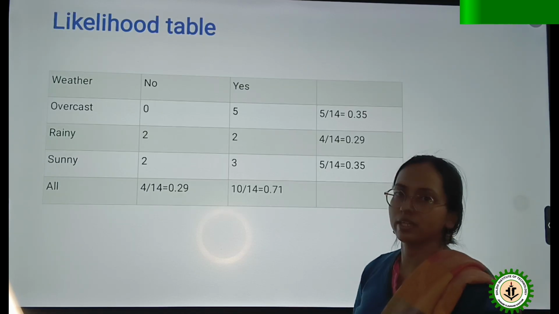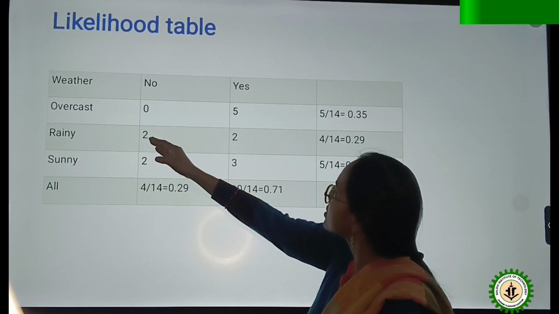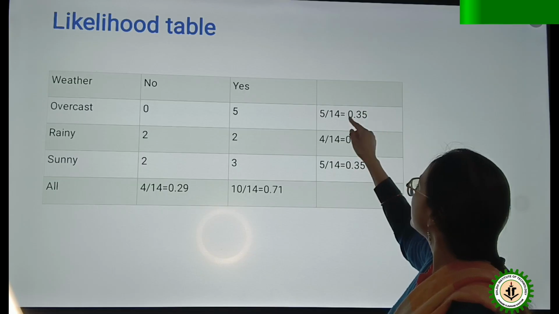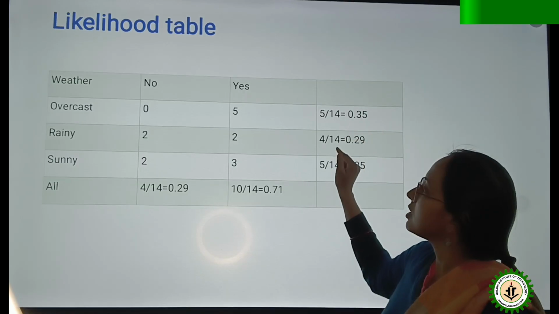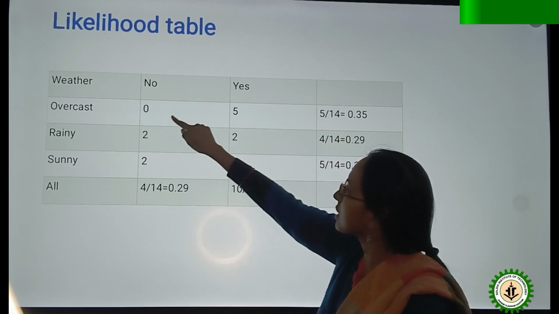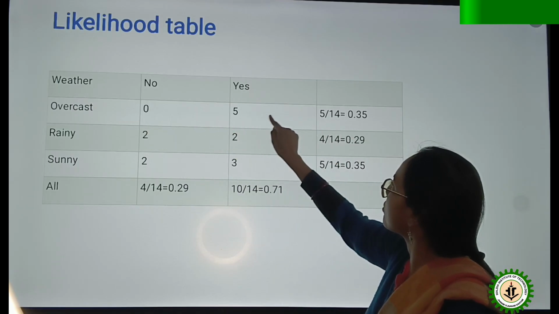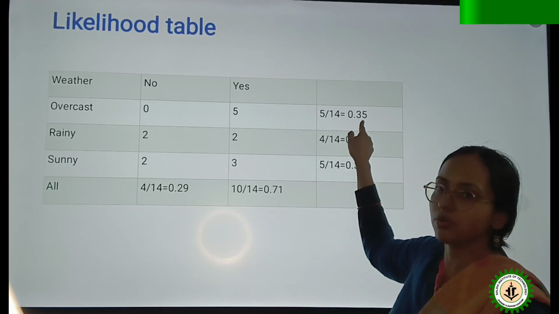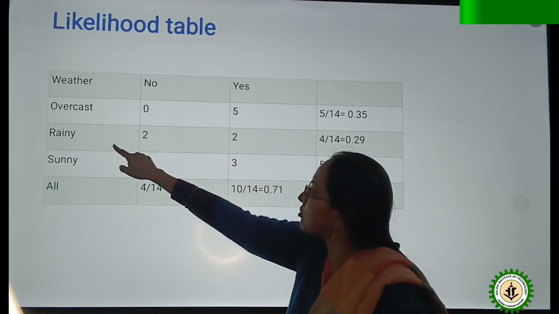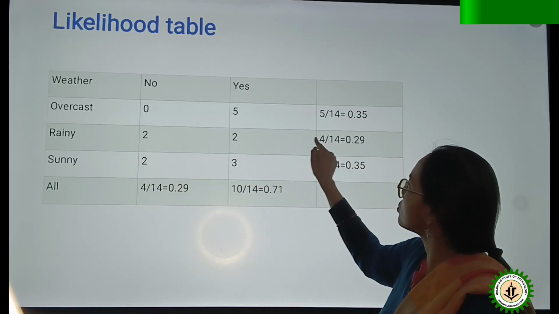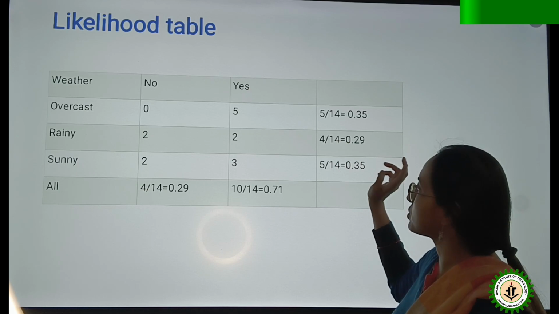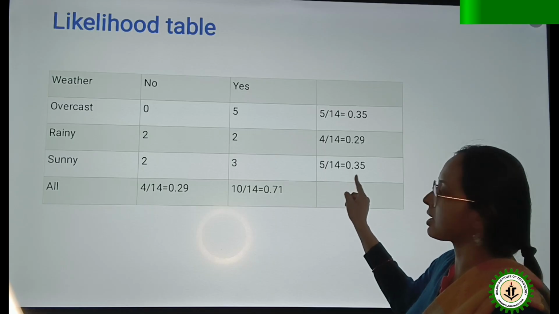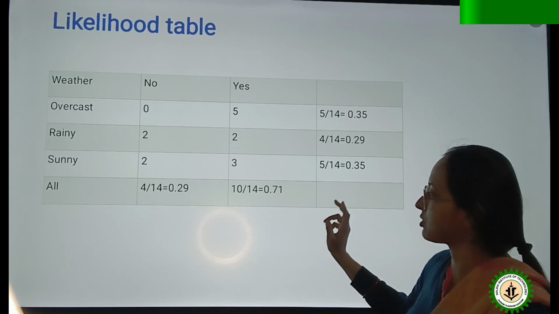Now we will check the likelihood table. Here, these are the values which we have already got in the previous slide, but now we need to check the probability. For that, for the overcast condition we need to check how many records: 0 plus 5, and you have the entire data set of 14 records. So 5 by 14 gives you 0.35, and for rainy you will be adding 2 plus 2, which gives you 4 by 14, which is 0.29. As for sunny, same case, you will be doing 2 plus 3, which gives you 5 by 14, so you have this value 0.35.